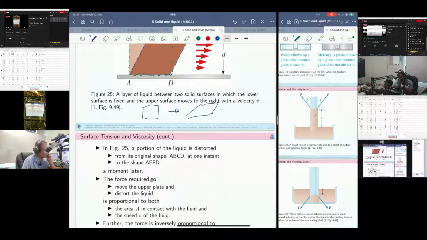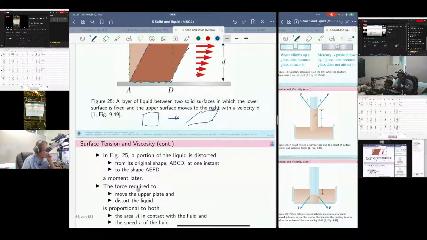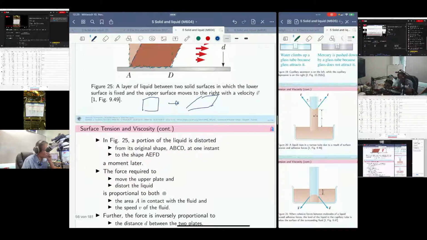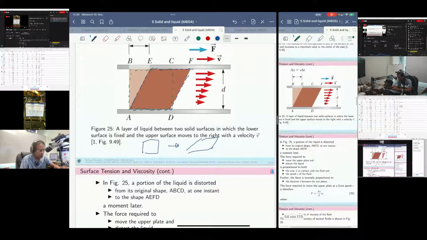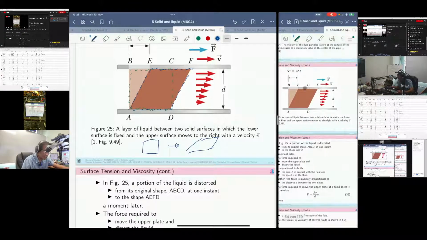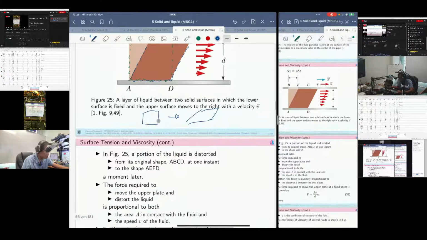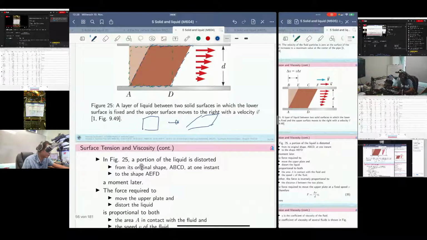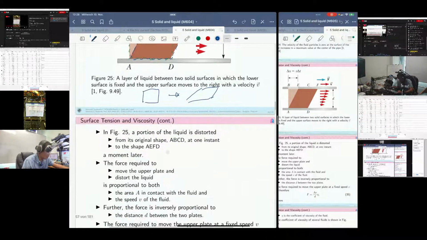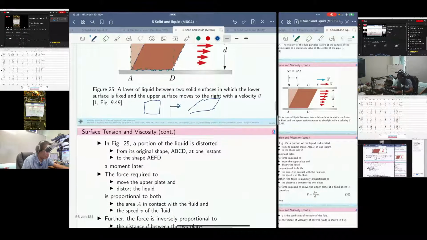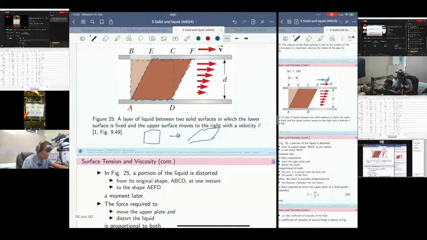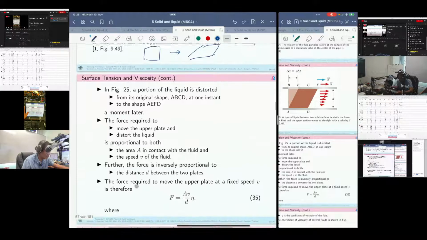And a moment later, the force required to move the upper plate and distort the liquid is proportional to both. Let's realize that. If you have bigger area between the fluid and the plate, you would see that it is more difficult to move this one, right? And it also depends on the speed. If you want to move it quickly, you need to have more force, right? And what else?